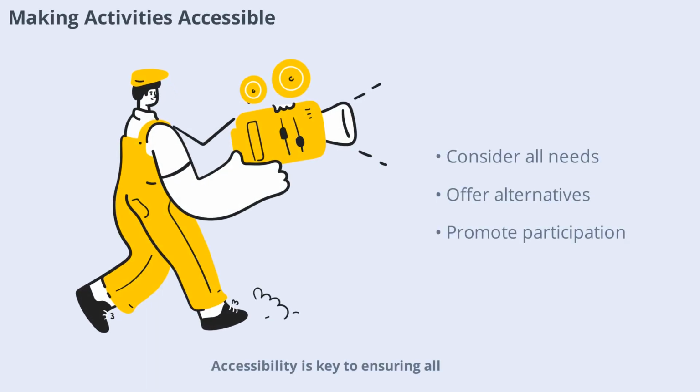Accessibility is key to ensuring all students can participate fully in group activities. Consider physical, sensory, and learning needs when planning tasks. Provide materials in different formats and offer alternative ways to participate. When activities are accessible, every student has the opportunity to contribute and succeed.